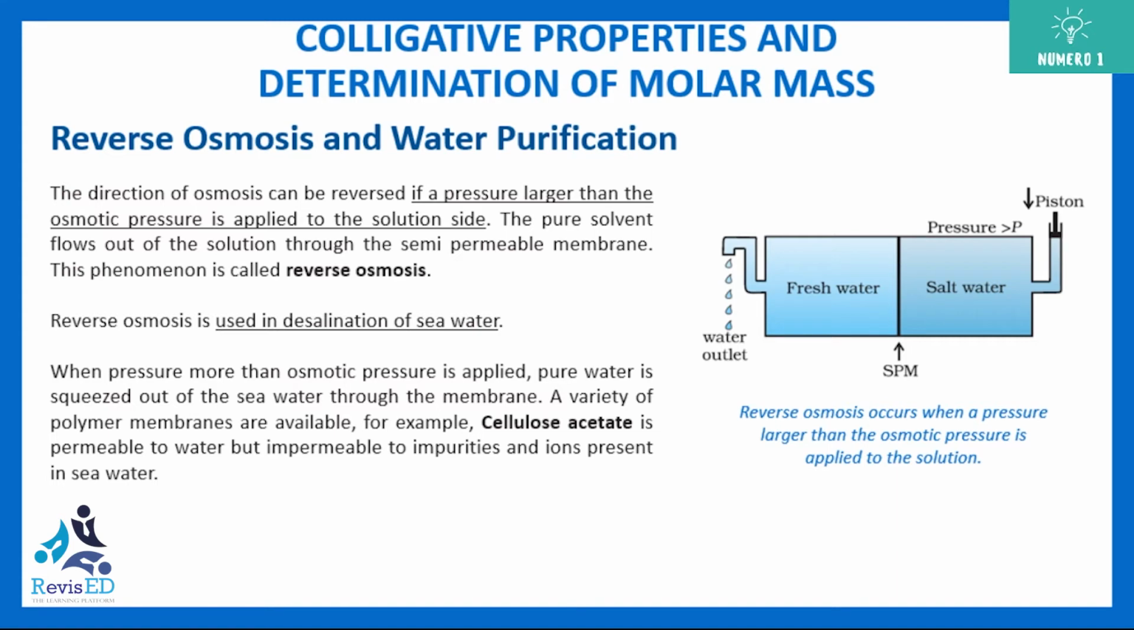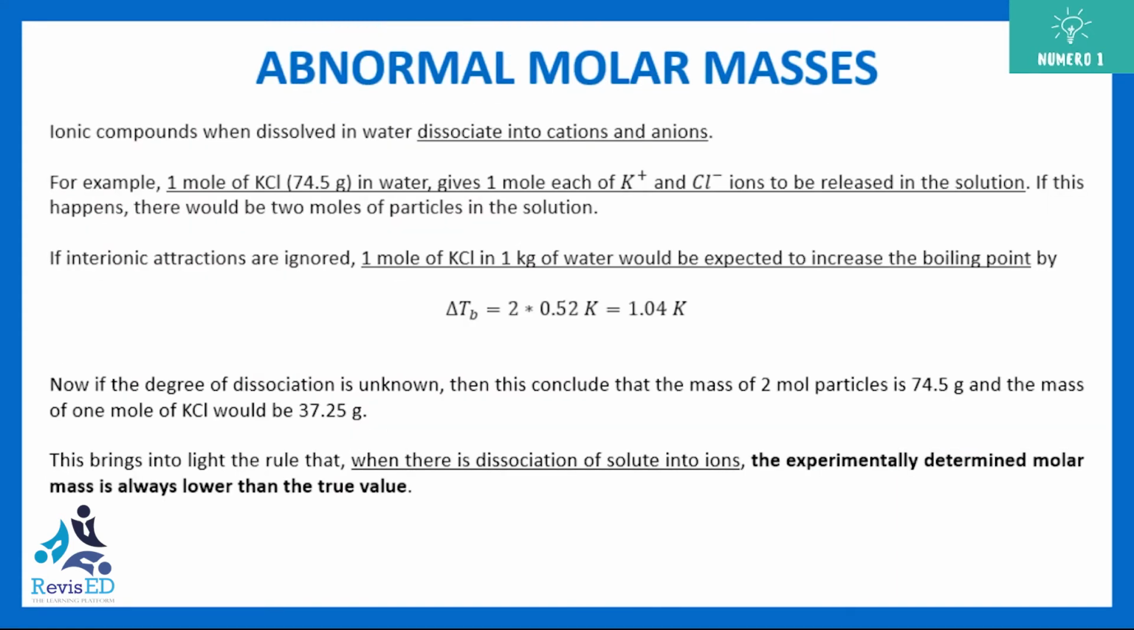Now, going ahead, abnormal molar masses. Sometimes what can happen is that some molecules may dissociate. Okay, for example, if you dissolve an ionic compound, it dissociates in the form of cations and anions. Here is an example. Let's say 1 mole of KCl.